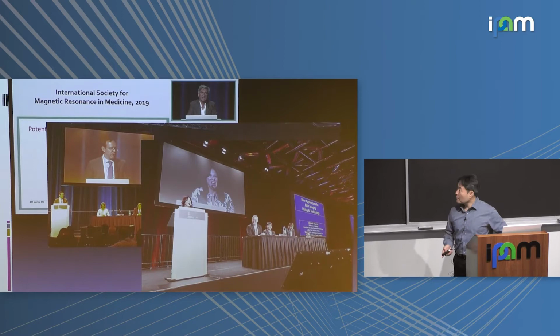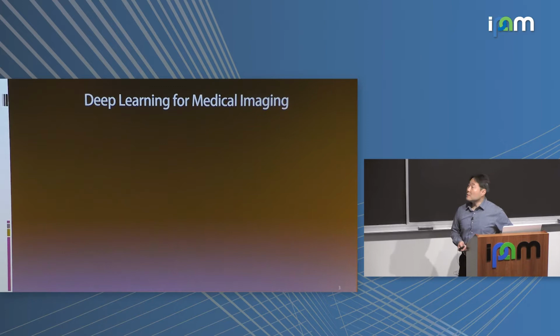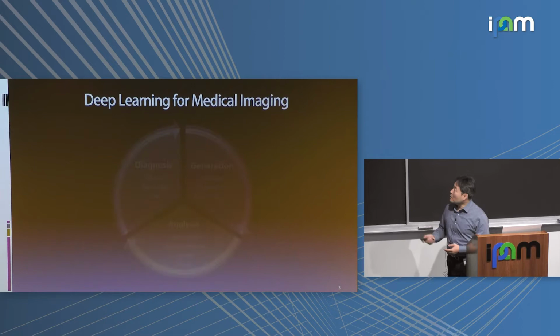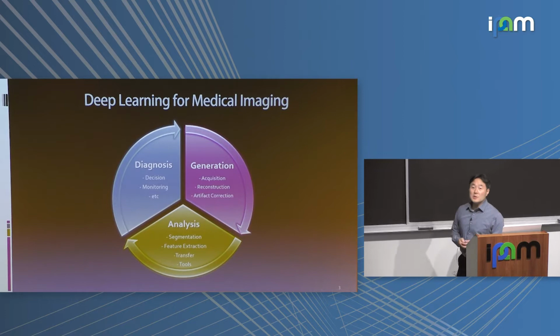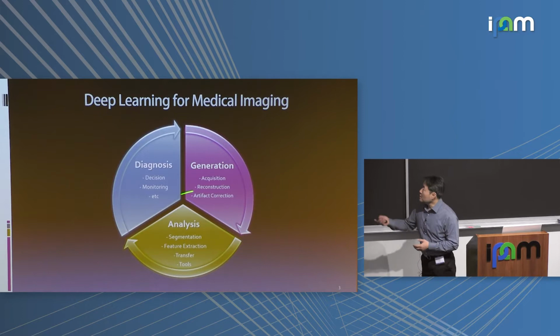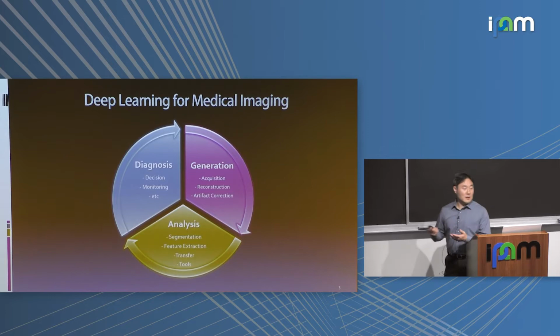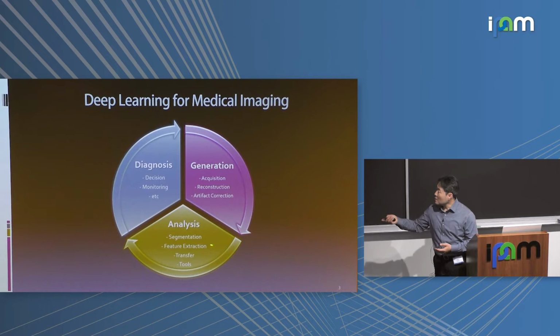I've been working on deep learning technique development for medical imaging for a couple of years. The way I see it, the application of deep learning in medical imaging can be categorized into three components. The first one is image generation. The MR images should be generated through acquisition, reconstruction and also some artifact corrections. So deep learning techniques can play a very important role in this step.